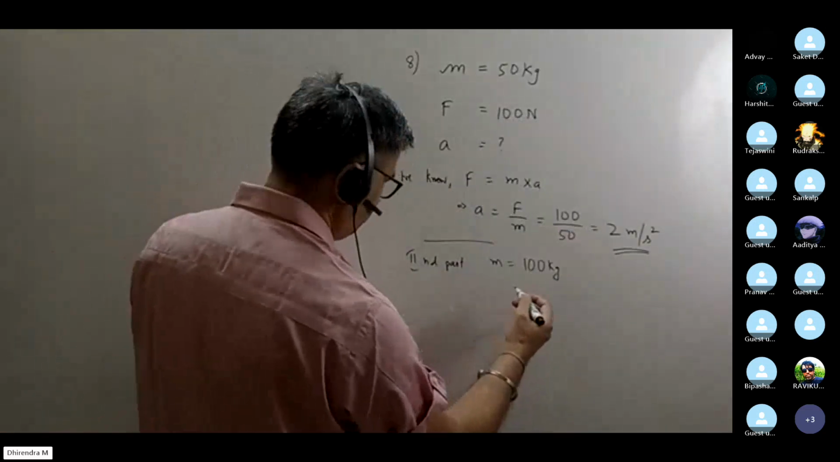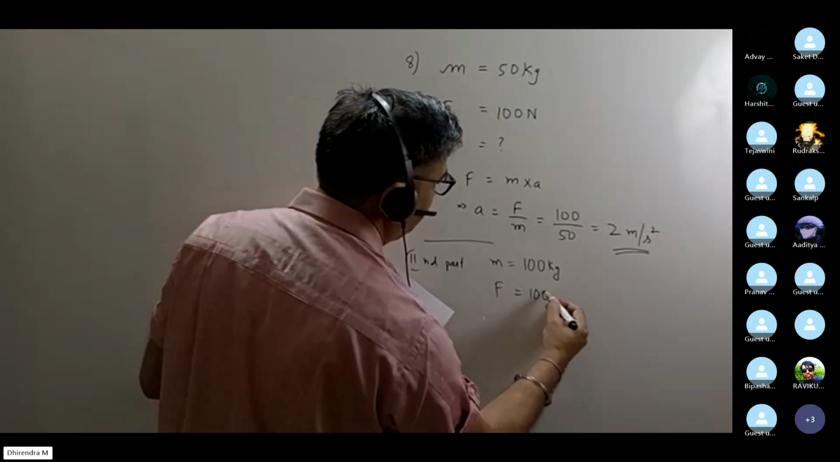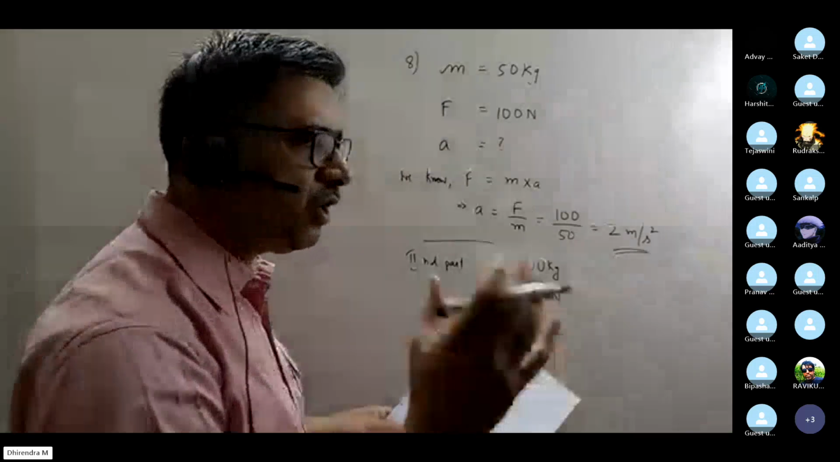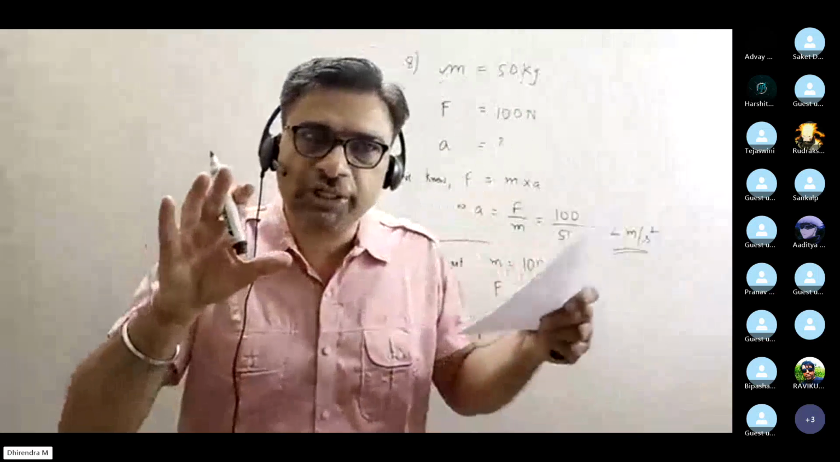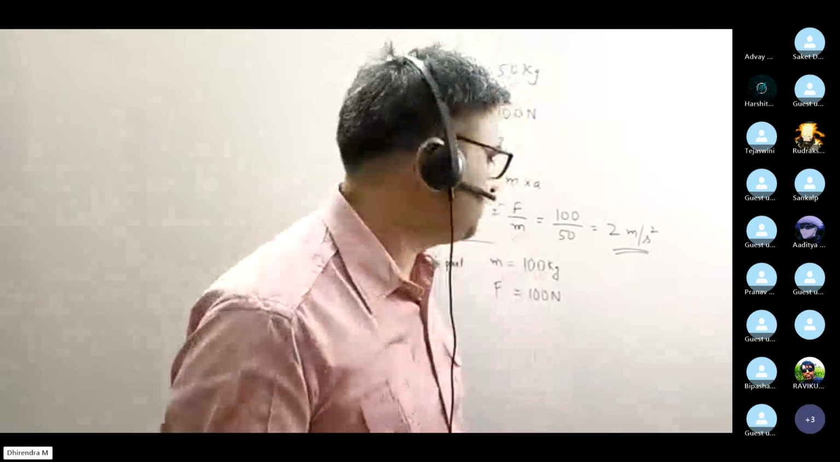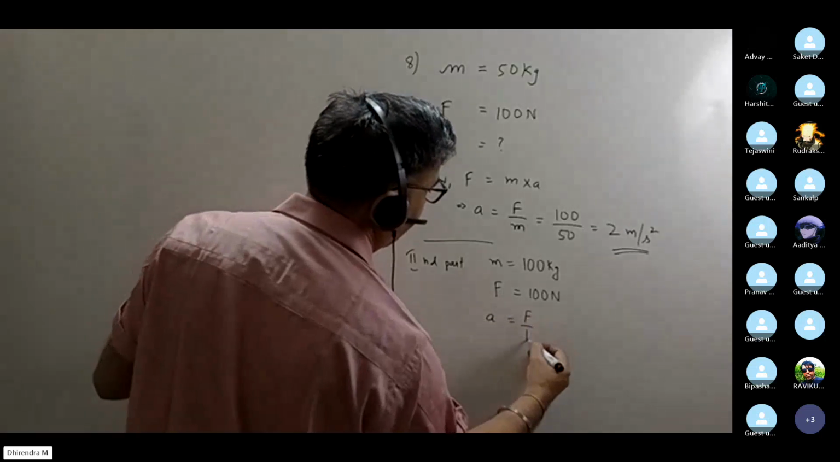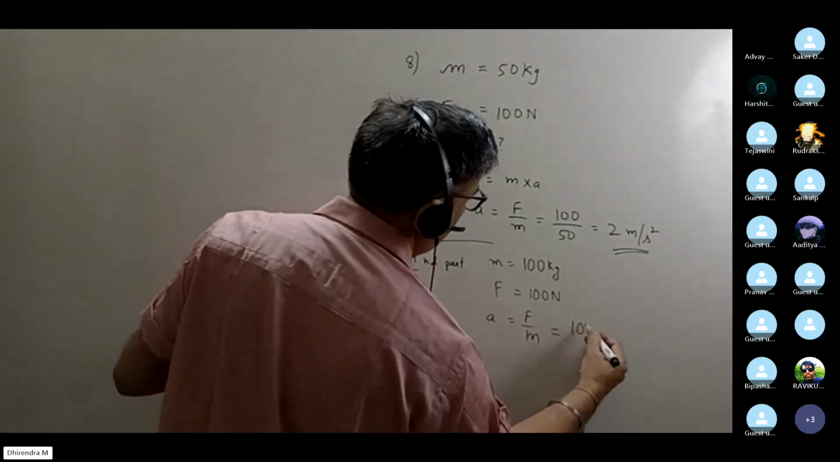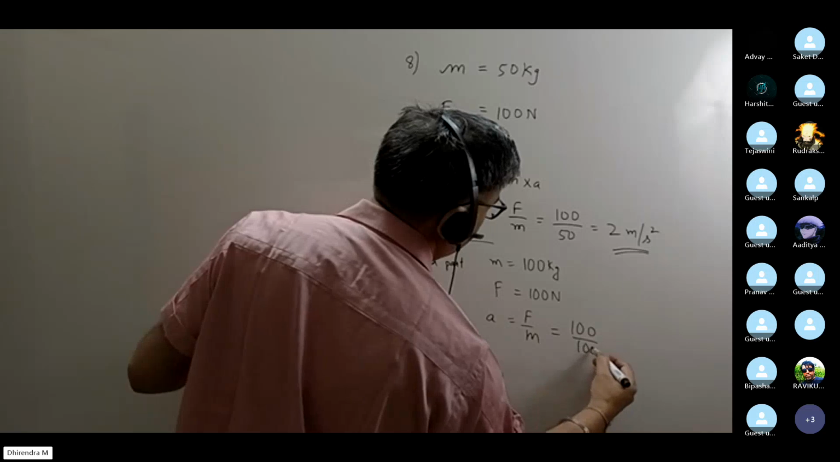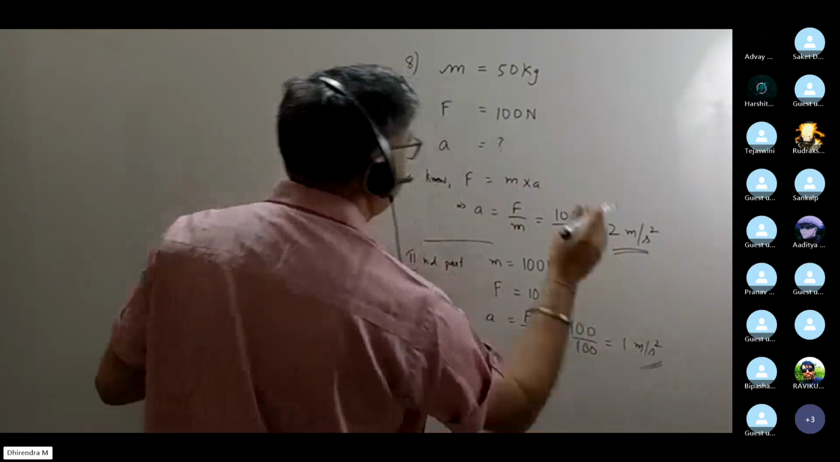That's right, 50 into 2. And the force applied is the same, 100 Newton. Common sense: if you are applying force on a heavier thing, the acceleration will come down, right? So if the mass is increased and you are applying the same force, the acceleration will reduce. We know A is equal to F by M. So in this case, it comes to 100 by 100, which is equal to 1 meter per second square.